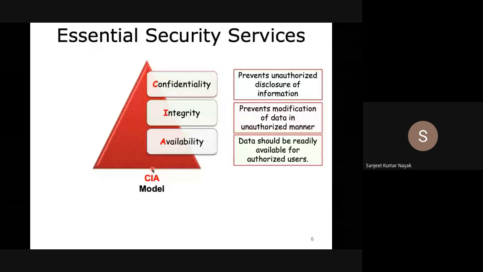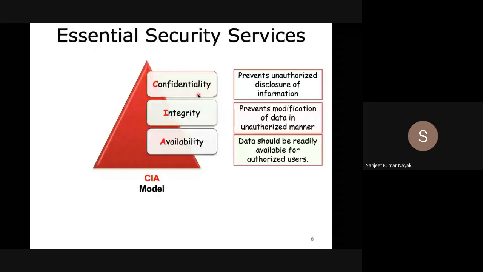And what are the things that are available with us? What is C? C is for confidentiality, I is integrity, A is availability. Confidentiality, integrity, and availability are the essential security services that we should provide whenever we are dealing with a cloud storage service. Confidentiality means we should prevent unauthorized disclosure of information. Suppose somebody is storing sensitive data, then we should provide confidentiality.